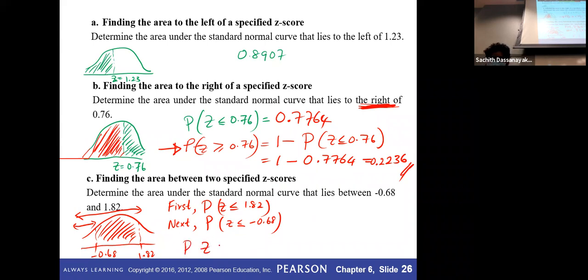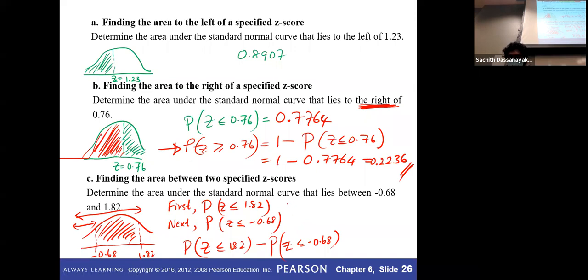Which side? Always this probability or area minus this area, which means probability of C less than or equal to 1.82 minus probability of C less than or equal to negative 0.68. The reason is that if the C value is negative, that probability or area is always less than for positive C values. Okay.